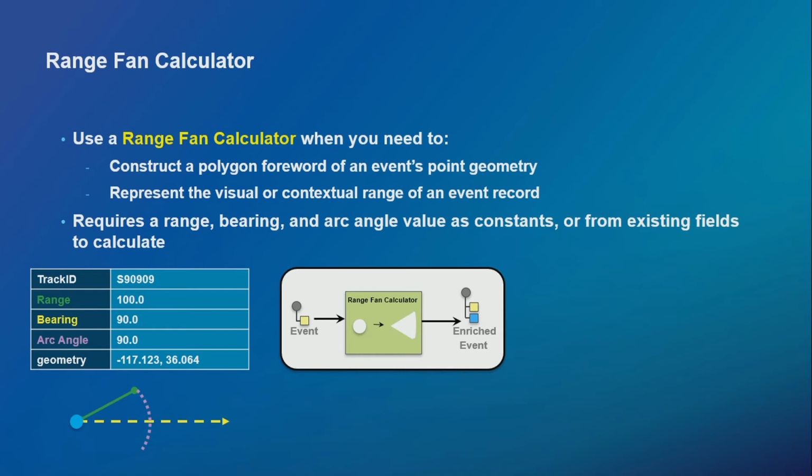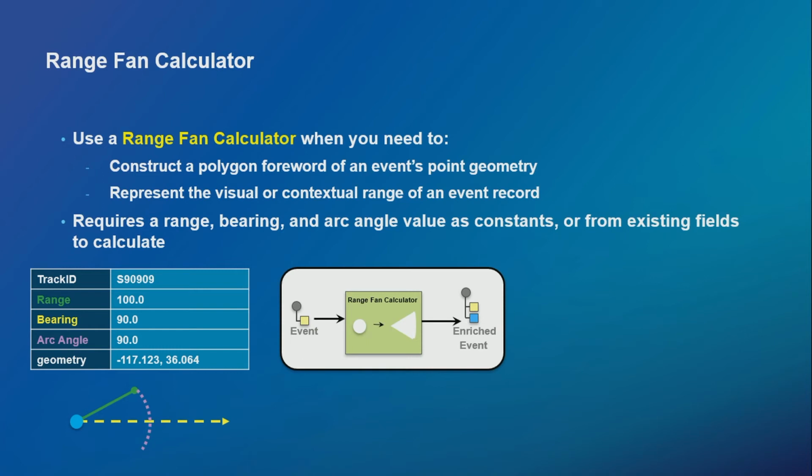In the case of the demo, we were obtaining that from the bearing calculator, and that's what gave us the ability to dynamically change the direction that the range fan was facing. And then lastly, we need an arc angle value. This is essentially what provides the range fan its shape. So think of it as like the outer degree value of a circle.